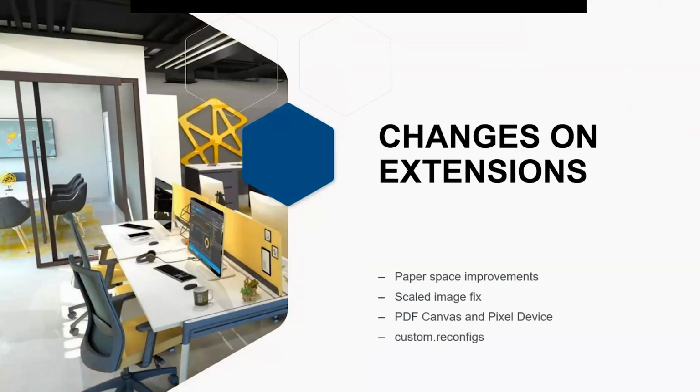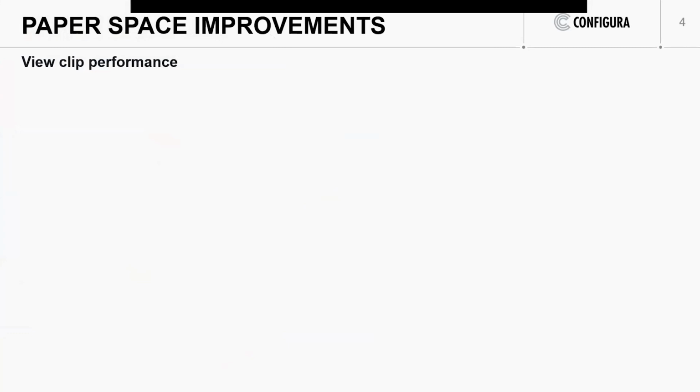Okay, first we will cover the new changes on the extensions. What I will cover is first the paper space improvements, then a fix about a scale image, then regarding PDF canvas and pixel device. Lastly, the reconfiguration tools. So first, the paper space improvements.